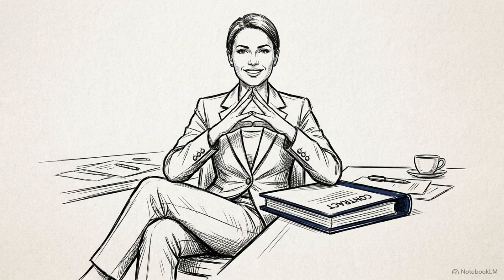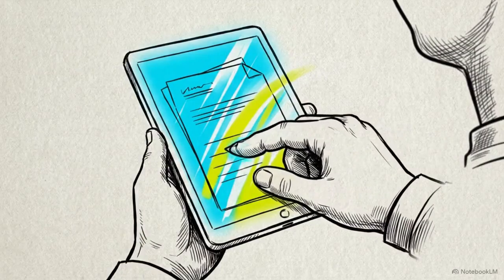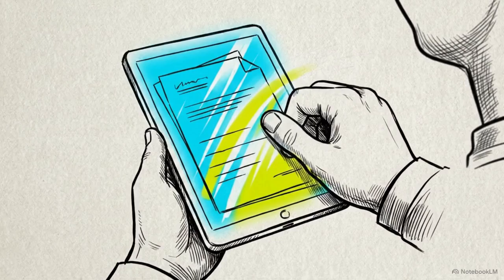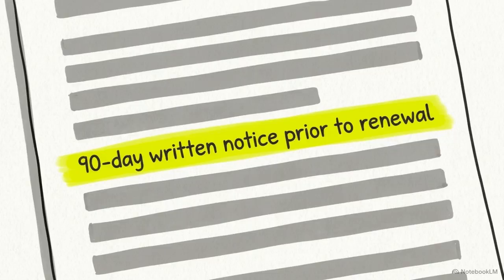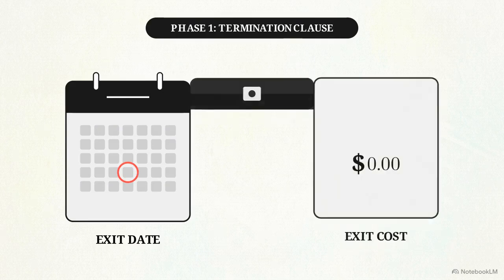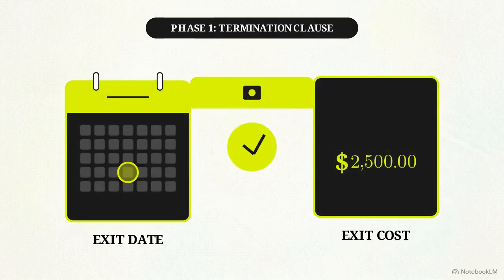Let's start. Step 1 on our checklist is the Termination Clause. Scan your document or use the search function to find the specific phrases termination or term of agreement. You are looking for 2 specific figures here. Highlight the required notice period for ending the contract, like this 90-day written notice requirement, and highlight any early exit penalties, like this $5,000 fee. You pass this step only when you can state your exact allowable exit date and the precise dollar amount it will cost to leave the agreement.